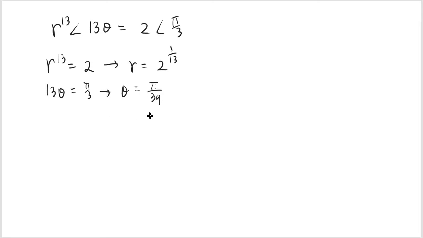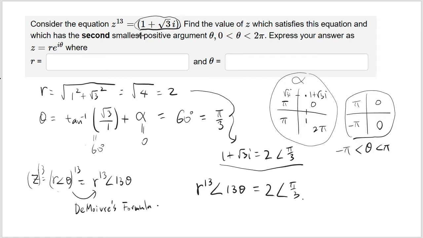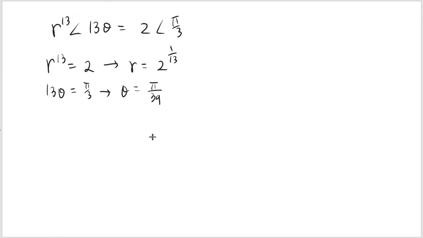However, this is not what the question is asking for. The question is asking for the second smallest positive argument. And what is this about? Well, if you have 13, you expect 13 different solutions in the complex plane. That's a big difference between solving such an equation in the reals and in the complex plane. You have the same number of solutions as this number here. So this is only going to give you one answer.